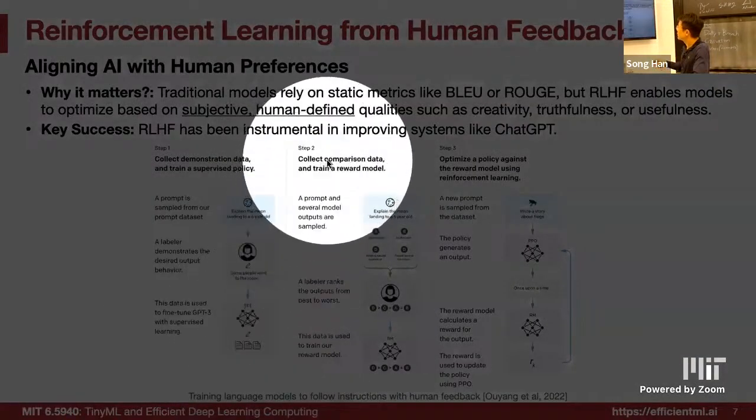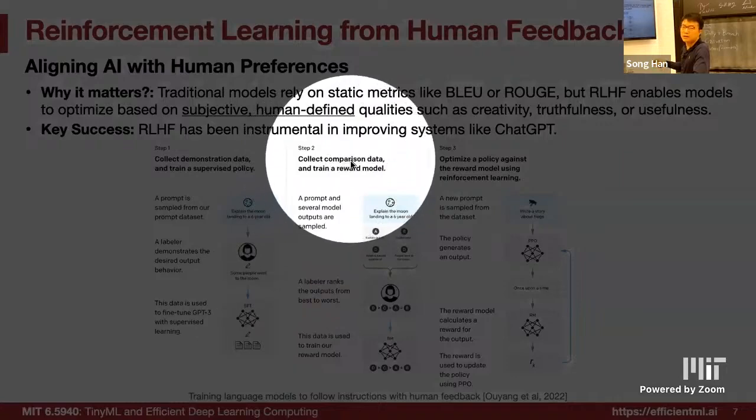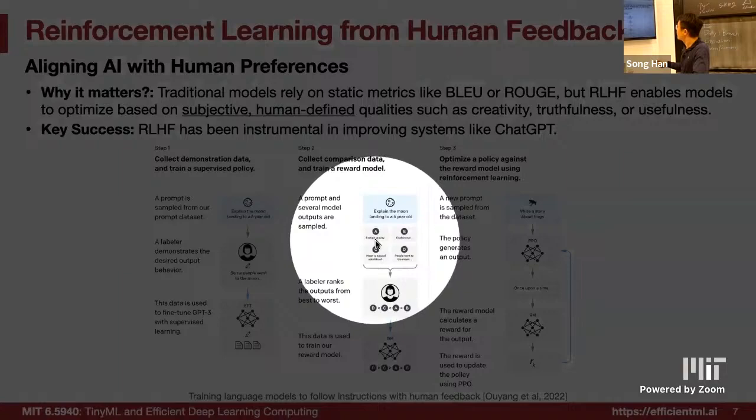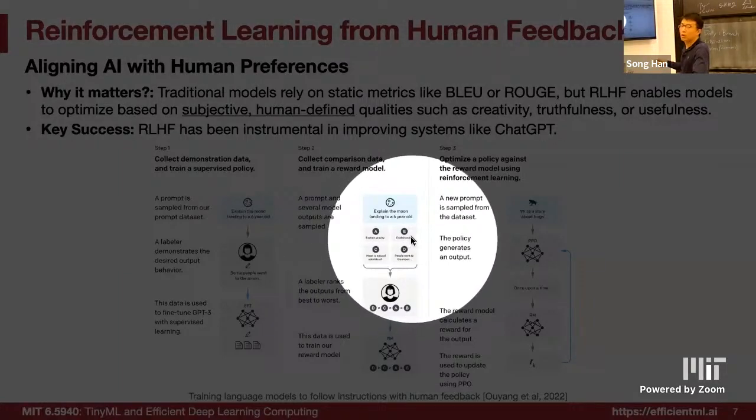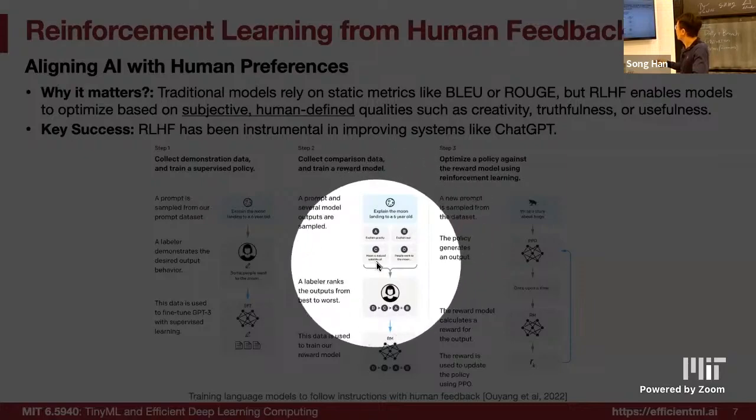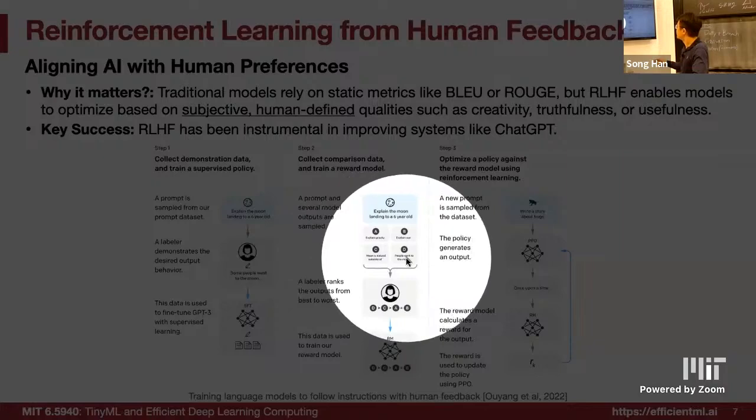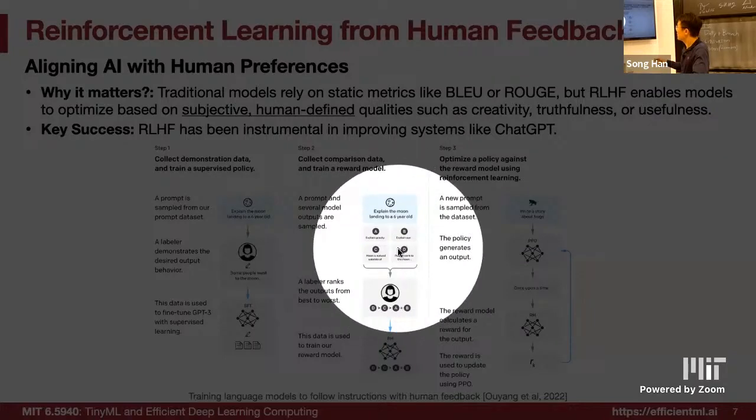The second part is to collect comparison data. So what is comparison data? Say, given this prompt, explain the moon landing to a 6-year-old, there could be several choices. The first one, explain about gravity on the moon. Explain about the war, people competing for the moon. Moon is a natural satellite. Talk about physics, and people went to the moon. There are several different choices of answer.